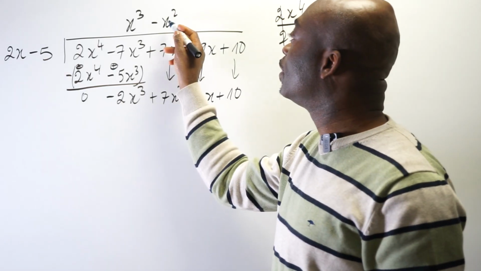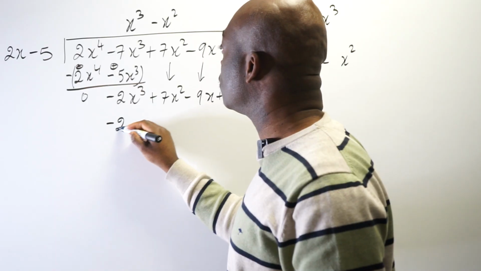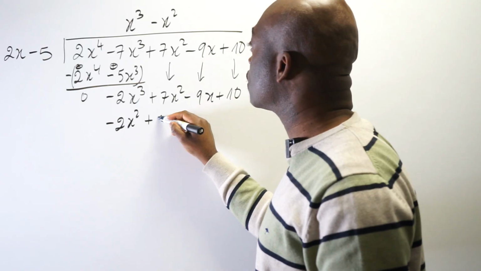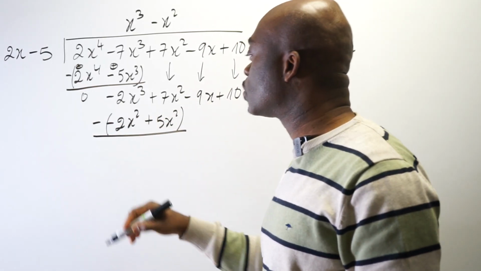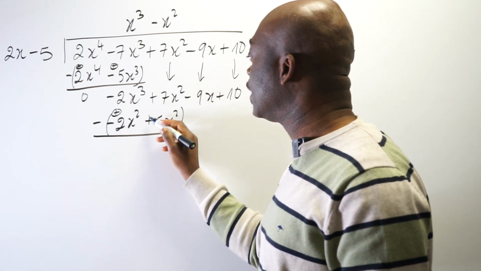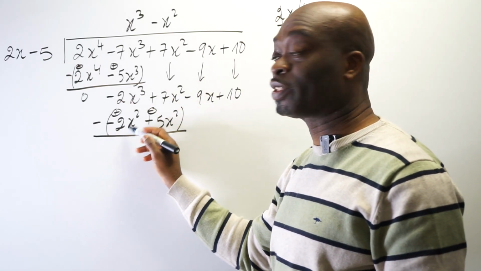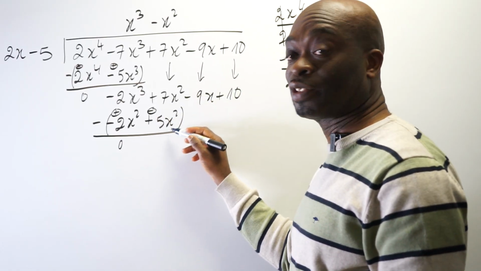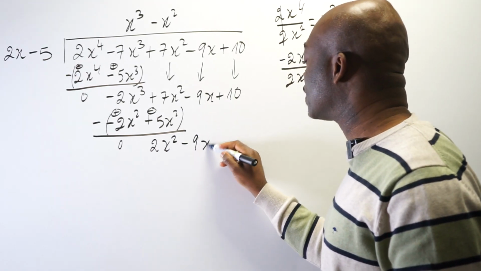Then what do we do? Negative x to the second power times 2x is going to give us what? Negative 2x to the third. And then negative x to the second power times negative 5 is going to give us what? Plus 5x to the second power. And then what? You subtract. And once we subtract, the signs will change to the opposite, always. So the negative becomes a positive, the positive becomes a negative. So negative 2x to the third plus 2x to the third will give us what? 0. Positive 7x to the second minus 5x to the second is going to give us what? Positive 2x to the second. And then we bring down negative 9x, we bring down the 10.